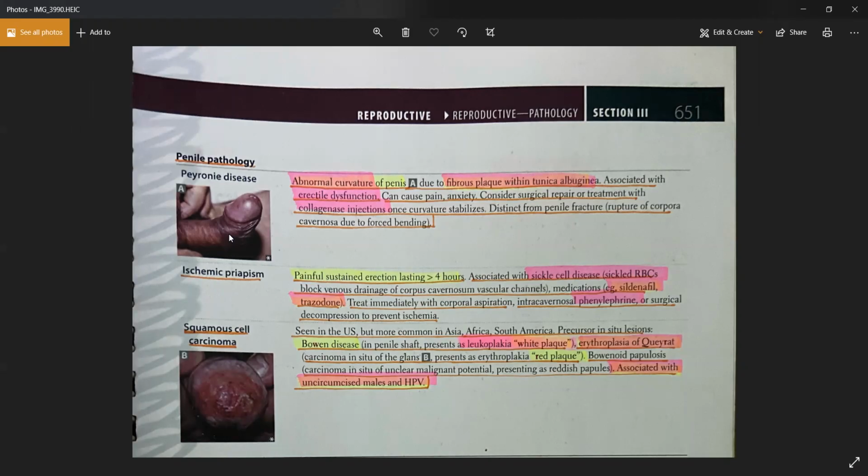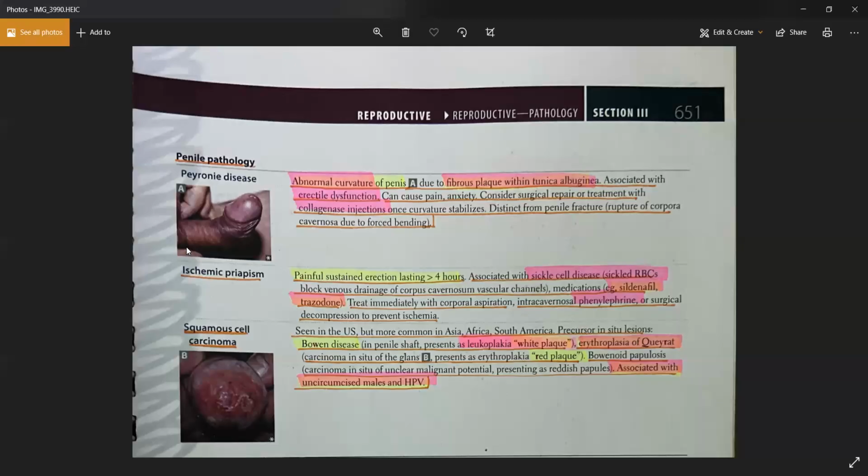This condition is mostly associated with erectile dysfunction. Of course, whenever you get this abnormal curvature, the patient can have anxiety also, right? And of course, the treatment will be surgical repair. You can also give the patient collagenase because, of course, in fibrosis, what protein do you have? Collagen. So if you dissolve the collagen, you can treat this condition, right?